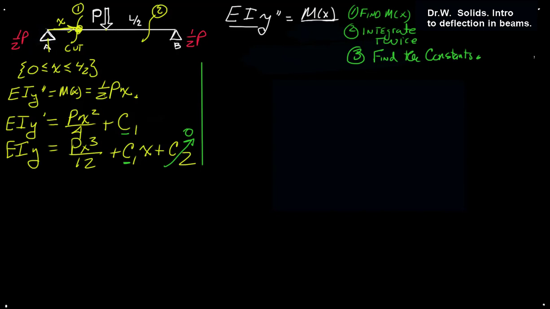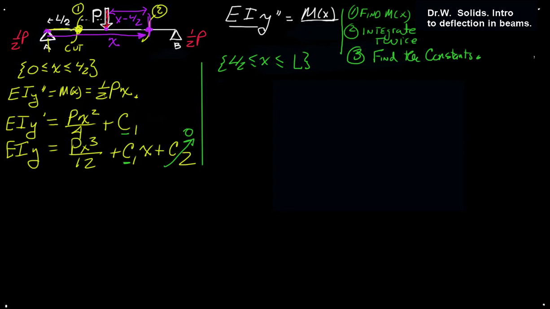In order to use the boundary conditions that are on the right half side of the beam, we need to develop and follow the same 3 steps for the right half of the beam. So this would be L on 2 less than or equal to x, less than or equal to L. If we take a look at our beam, we're going to make this cut in region 2. So x now reaches all the way out to here. And the distance from the cut to this load P would be x minus L on 2.